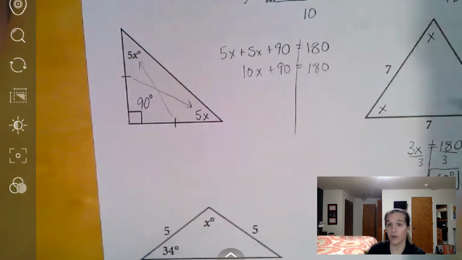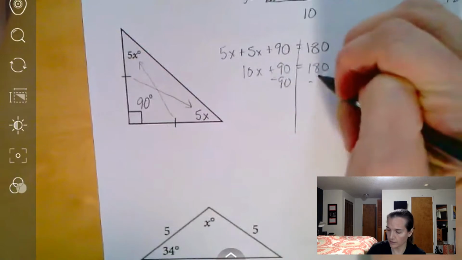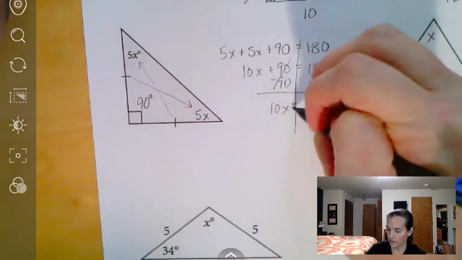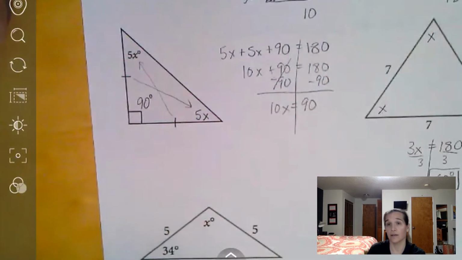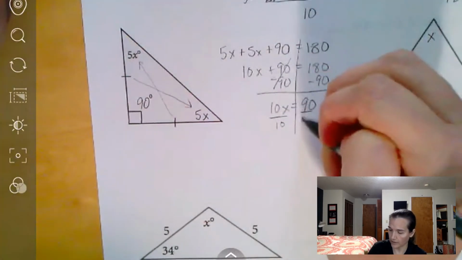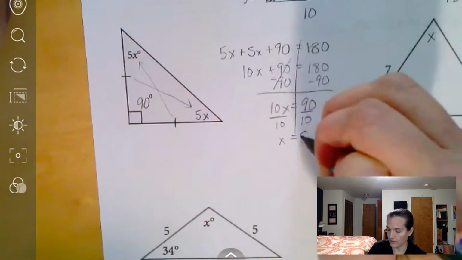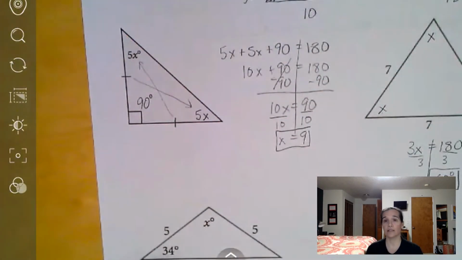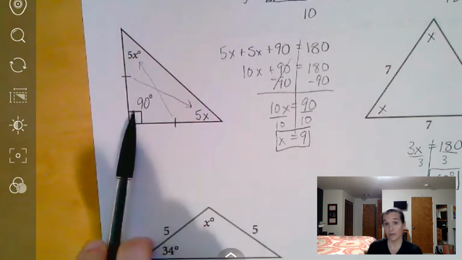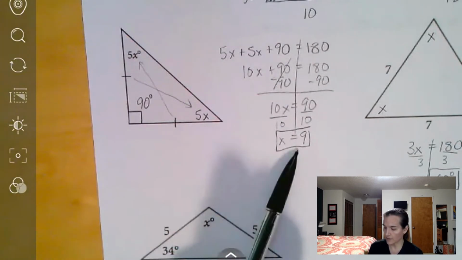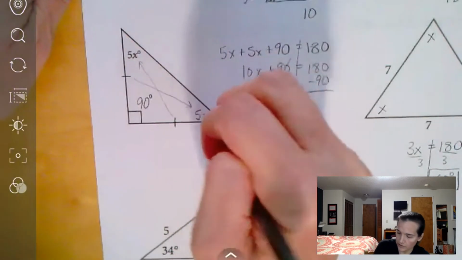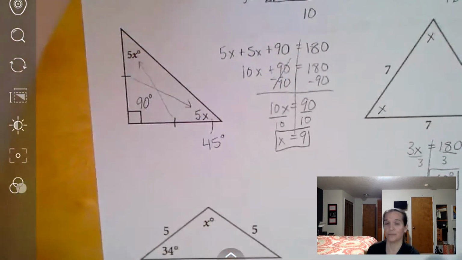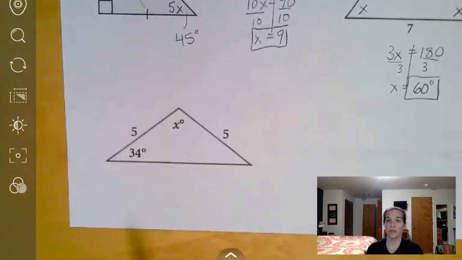Let's go ahead and do that. We're going to subtract 90 from both sides, which means that 10x, because those cancel out, is equal to 90. And then last step, divide both sides by 10. So x is going to be 9 in this case. Again, that's just the value of x. If I said how big are the angles, well, I'd say that one's 90, and this one is 5 times 9, which is 45. So this angle here is 45 degrees, and this angle up here is the same, 45 degrees. All right, last problem, here we go.